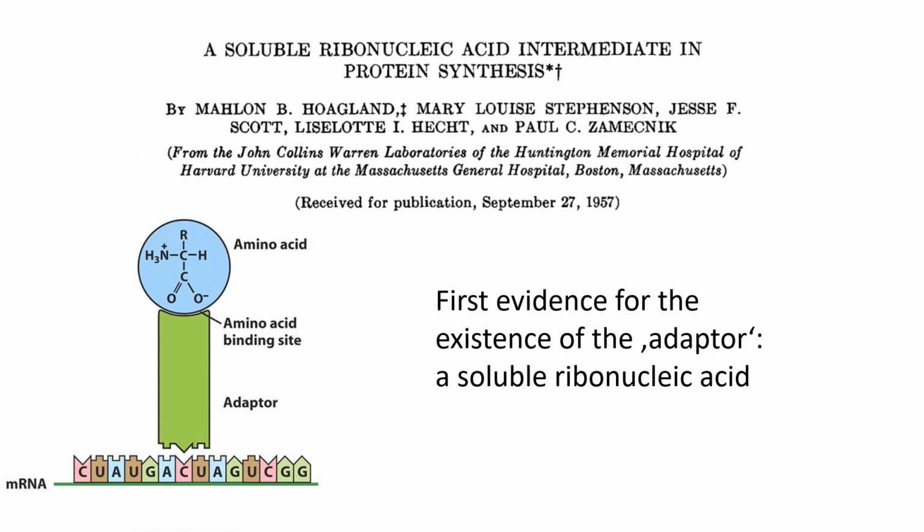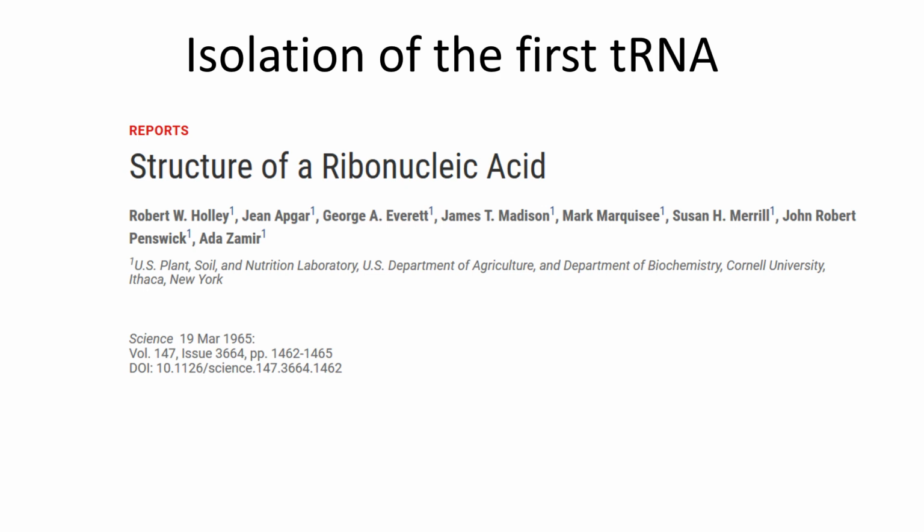Two years after Crick postulated the existence of these adapter molecules, in 1957, Hoagland and colleagues indeed came up with the first experimental evidence that such an adapter exists, and this adapter is a soluble ribonucleic acid. And yes, there was a fierce competition to find this soluble ribonucleic acid activity.